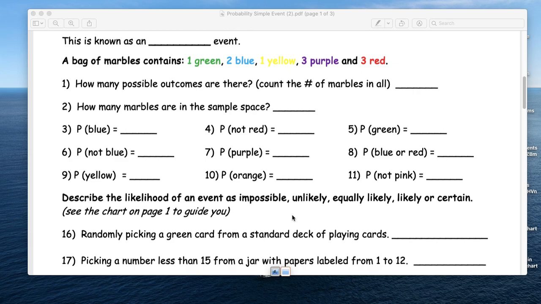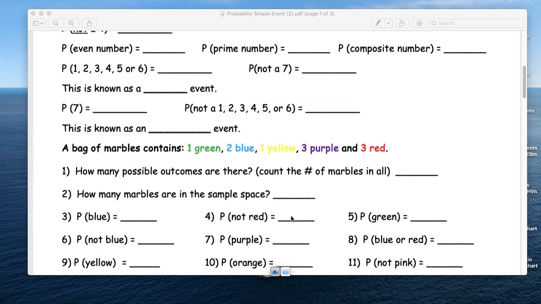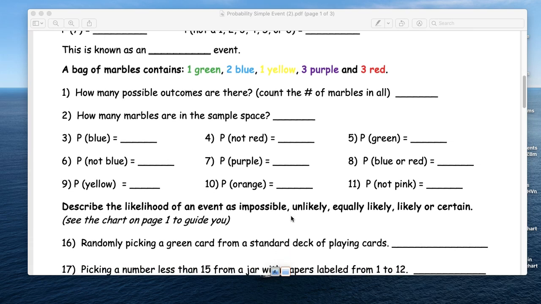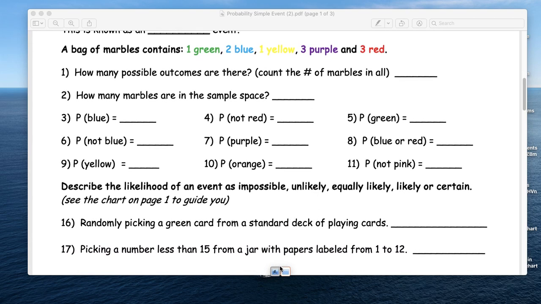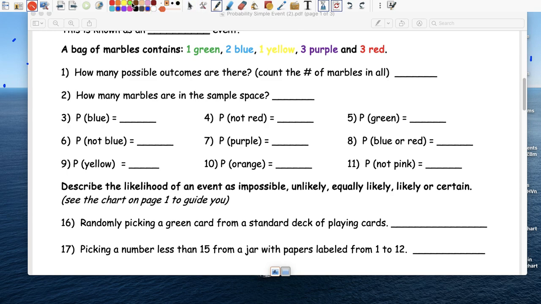For the ones at the bottom, let's go. So we have one green. I'll put a green over here. One green, 2 blue, 1 yellow, 3 purple, and 3 red. Right, so we have 1, plus 2, plus 1, plus 3, plus 3, which is 10. Total equals 10.